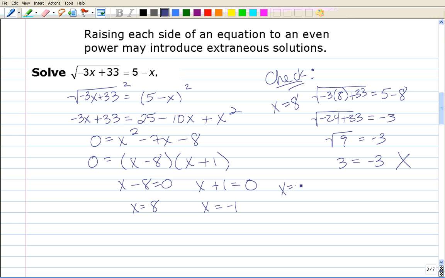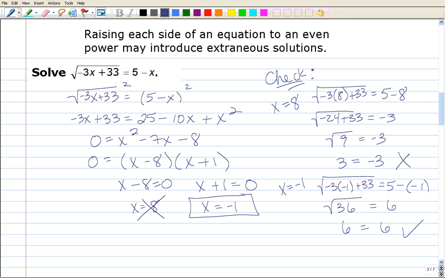So if x equals negative 1, again, going to plug it in. So I have the square root of negative 3 times negative 1 plus 33 equals 5 minus our negative 1. So here I'll get the square root of 36 equals, that adds up to 6. So here I get 6 equals 6. So notice that is exactly the same. That's what we're looking for. The 8 is the extraneous solution. The negative 1 is our solution for this problem.